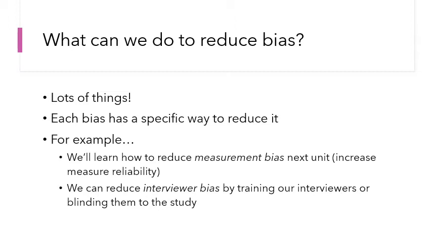Blinding them meaning not letting them know what types of conditions exist, what the study is about, or anything like that. Or properly training your interviewers, saying, hey, we have an exact protocol that you shouldn't deviate from in order to reduce the bias. So there's a lot of different ways to do this, but each of them requires their own specific set of criteria and material and effort in order to reduce it. And it's a very complicated process, actually.